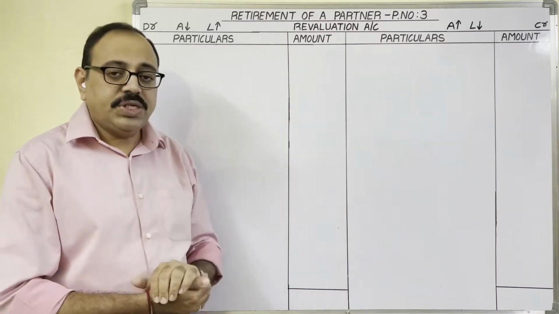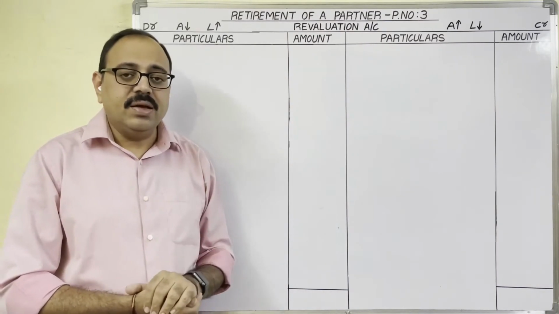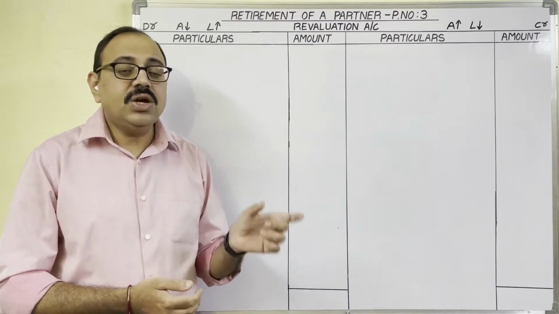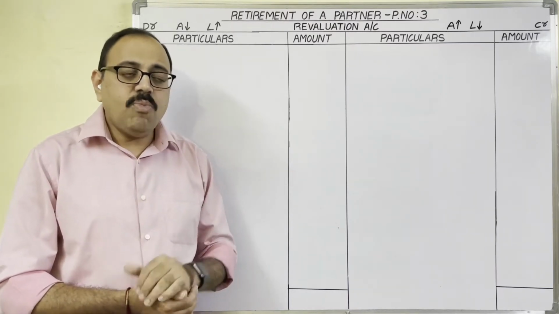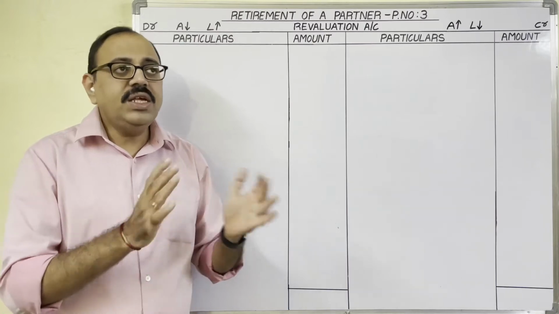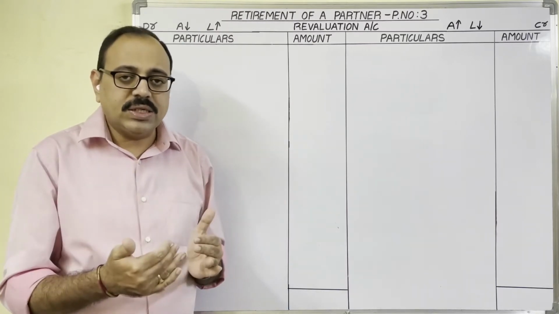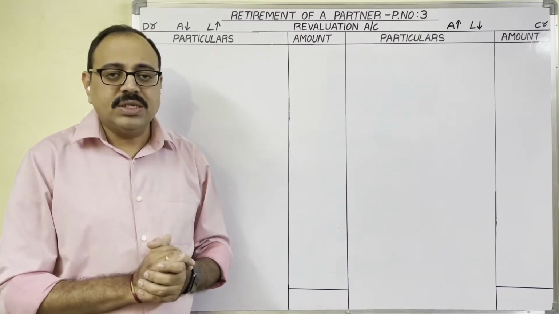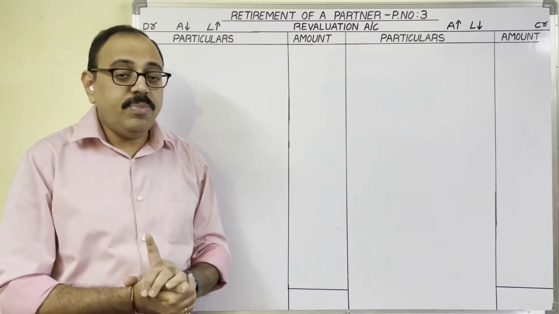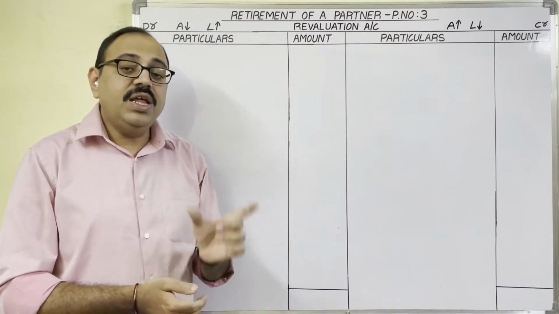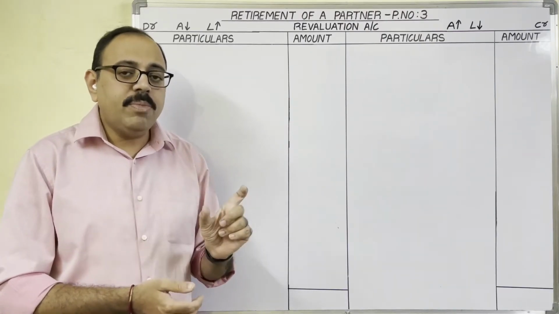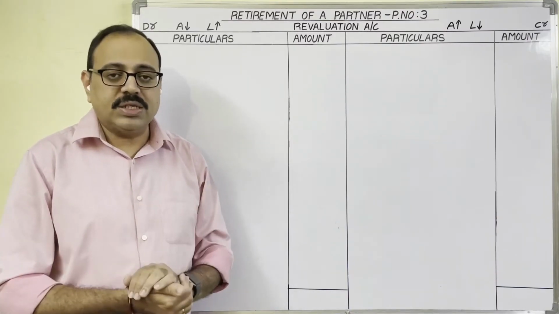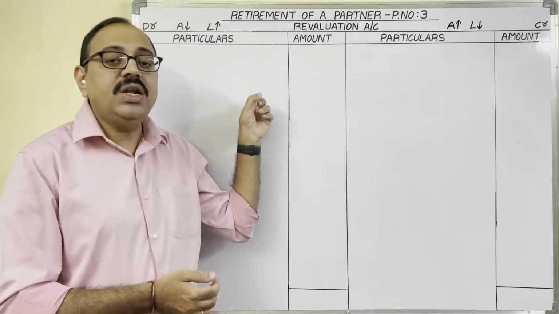So why do we prepare the revaluation account? When one partner is retiring, existing partners revalue the assets and liabilities. The old balance sheet contains cost price of assets and liabilities. Now we should consider market values, and if there is any adjustment, increase or decrease, that is to be adjusted. In this revaluation, if there is any profit, that profit belongs to all the three partners. If there is any loss, that loss is to be borne by all the three partners. To know the profit or loss in revaluation of assets and liabilities, partners prepare the revaluation account.